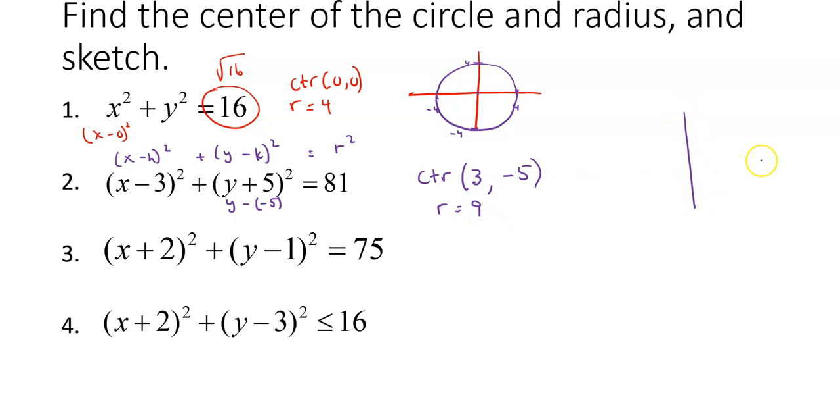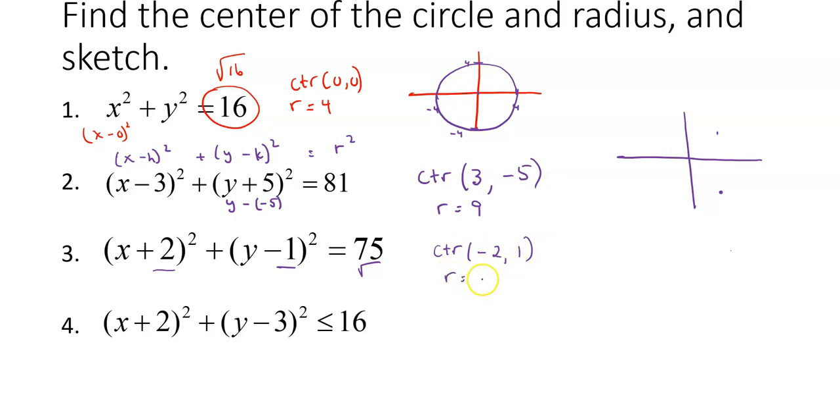So this is hard to graph without a piece of graph paper. 3, negative 5 is down here, so you would go 9 up, you would go 9 down, 9 left, and 9 right, and you would draw yourself a circle. For the third one, if you catch on now, the pattern is take the opposite of this, the opposite of that, square root. So the center here is negative 2, positive 1.